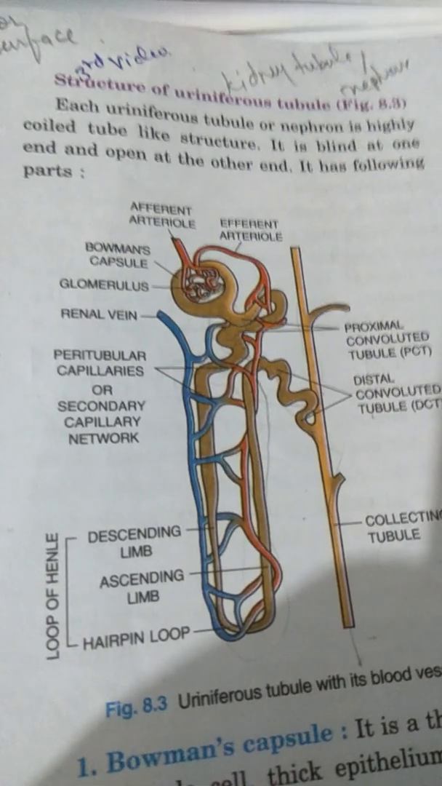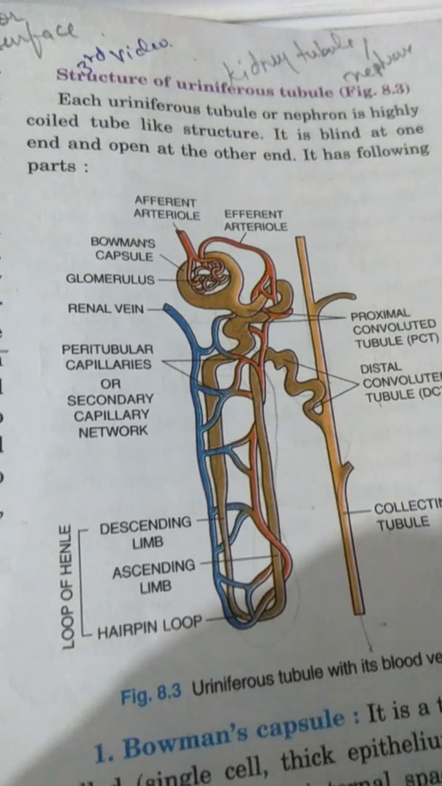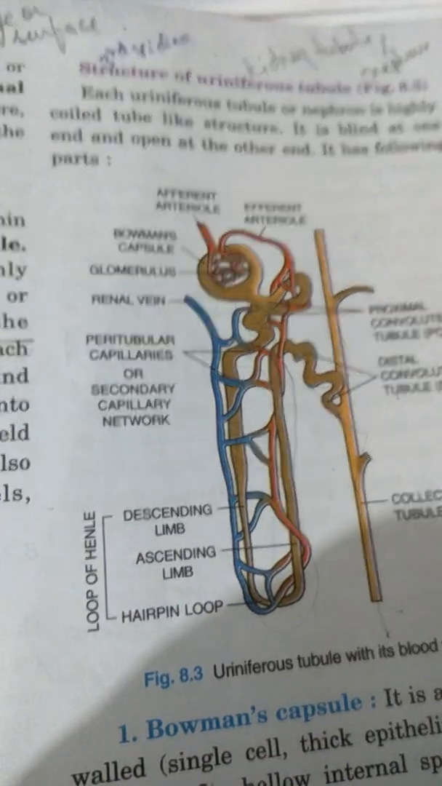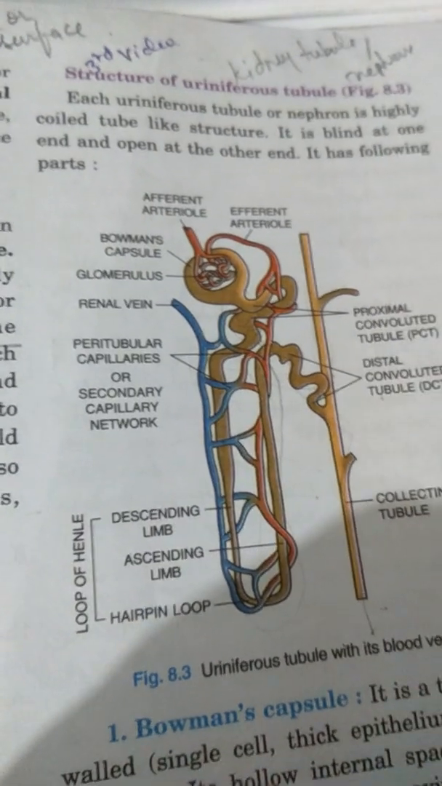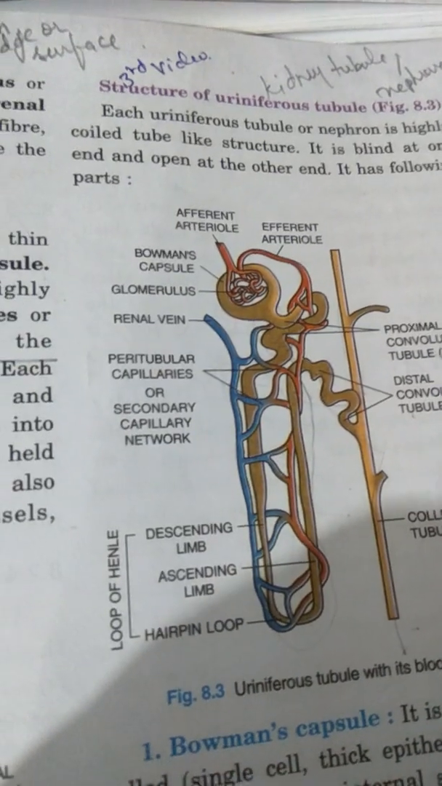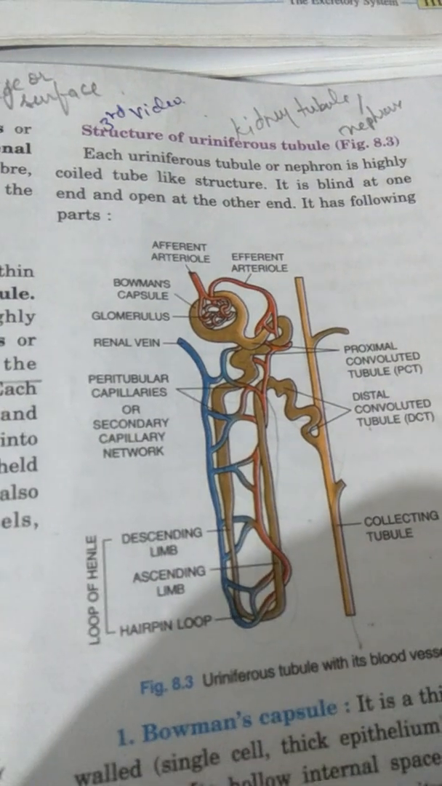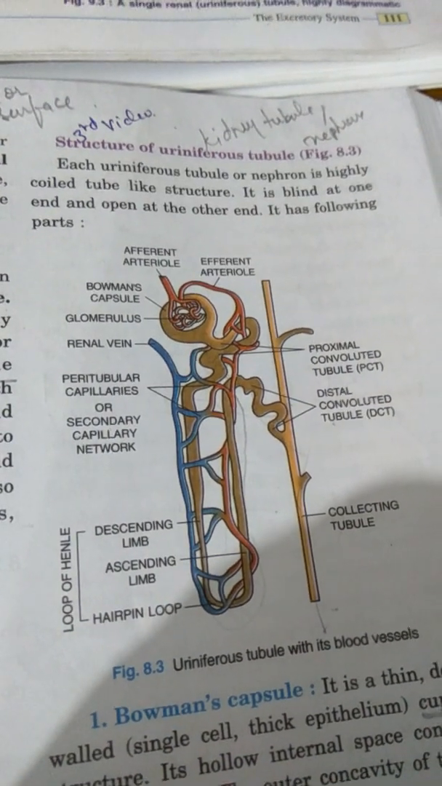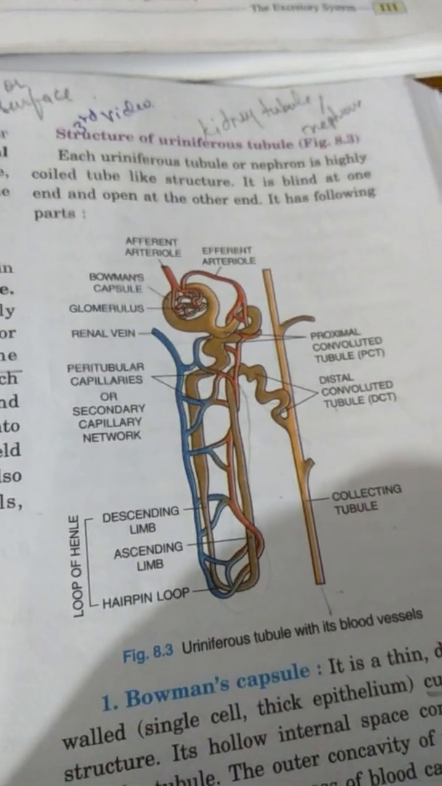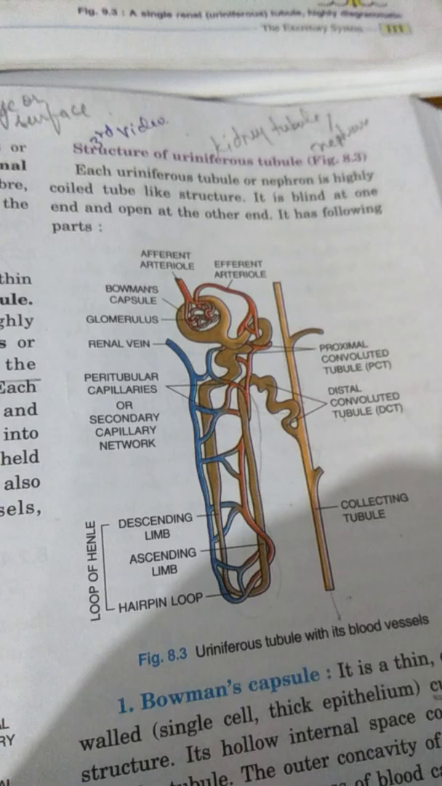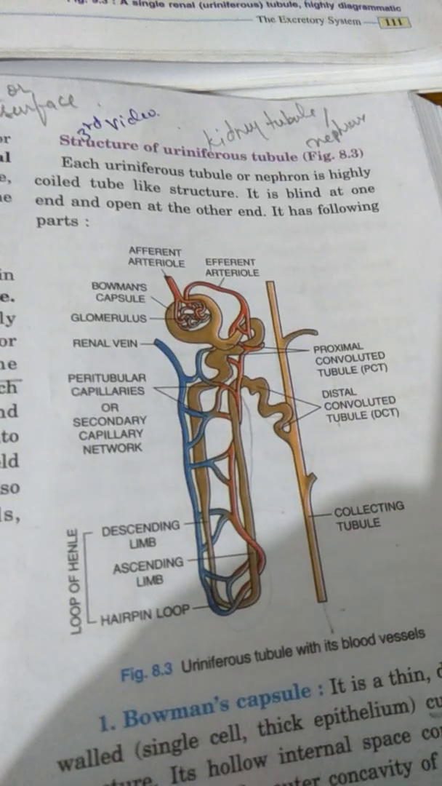Good morning, children. Today I will start with the structure of the uriniferous tubule. As I told you earlier in my second video, each kidney is made up of more than 1 million small unit-like structures called kidney tubules, uriniferous tubules or nephrons. So all these nephrons together make up one kidney.